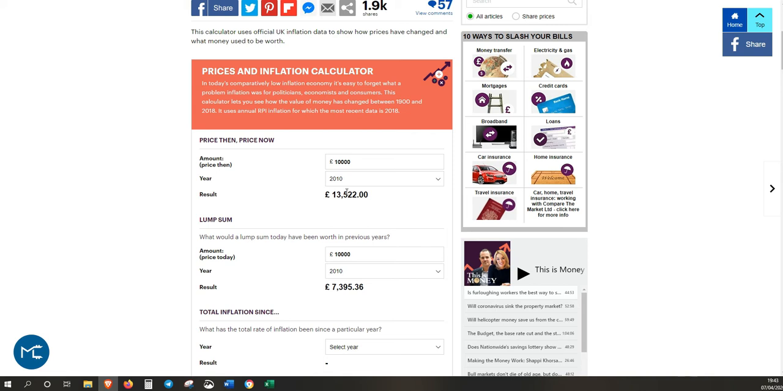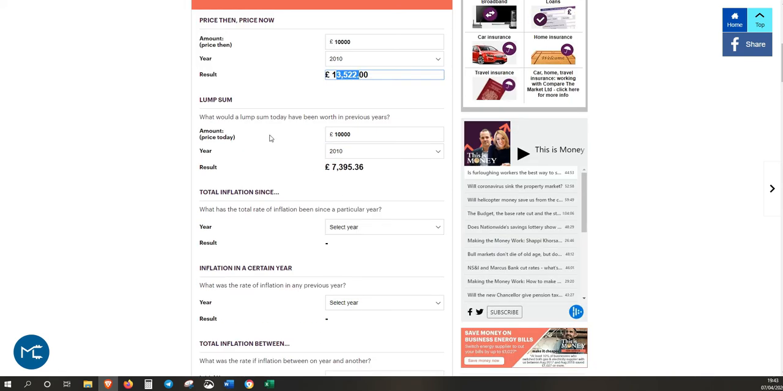But if it's parked in your bank account, there's no level of interest that would get you this much back in even 10 years. So your money has stayed the same in your bank, but the real value has been sucked out of it. That 13,522 is what it should be worth when you take the inflation away. Even though that's how much it should be worth, it's actually been devalued from 10 grand to 7,395. Now, why is that?